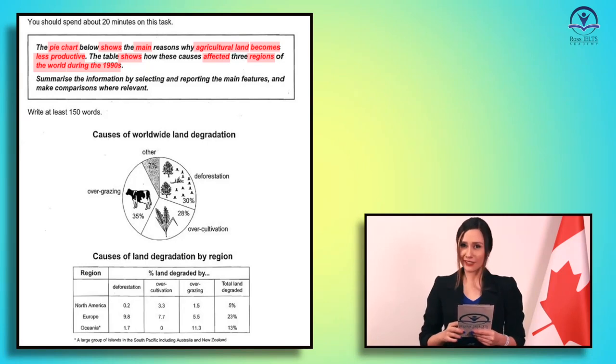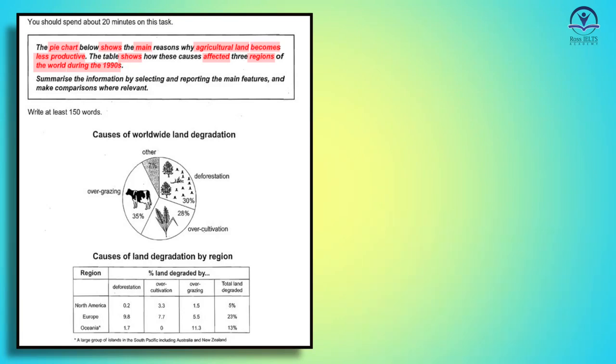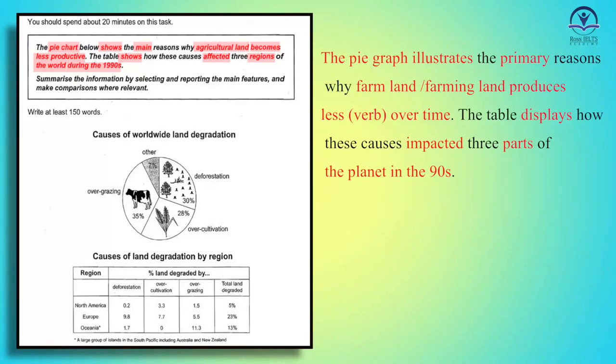Okay, ready? Let's see what we can do. So here is the paraphrasing. The pie graph illustrates the primary reasons why farmland or farming land produces less over time. The table displays how these causes impacted 3 parts of the planet in the 90s.